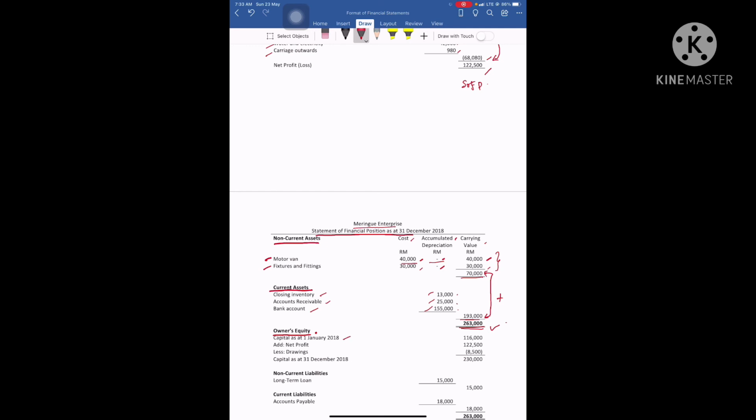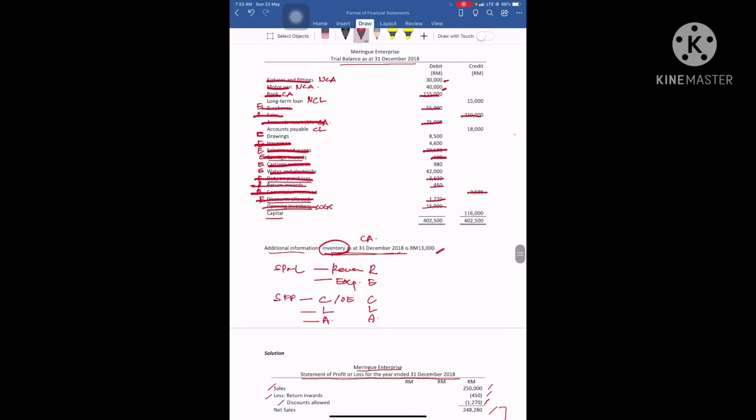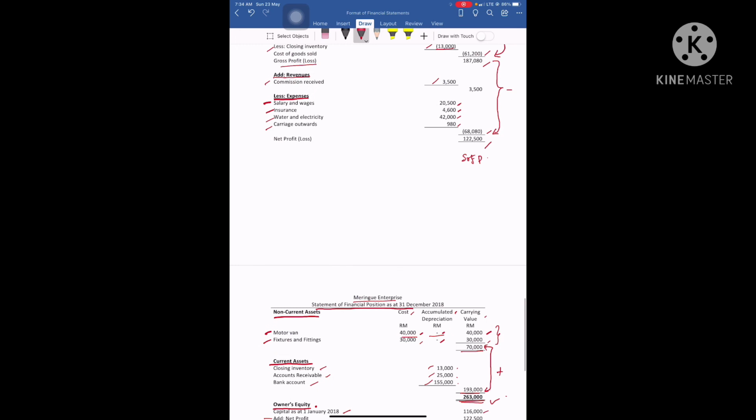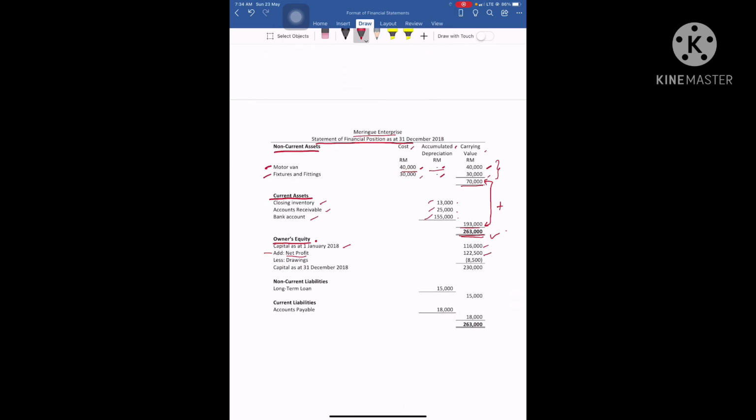The next one, what we have to do is our owner's equity or our capital. So this is our capital at the beginning, at 1st January 2018. Now we look back at our question, where is our capital? Capital is actually given in our trial balance. So this is our capital, 116,000, so we put here 116,000, and then we add the net profit. Where do we get the net profit? The net profit comes from our statement of profit or loss, 122,500. So here 122,500, and then we less drawing.